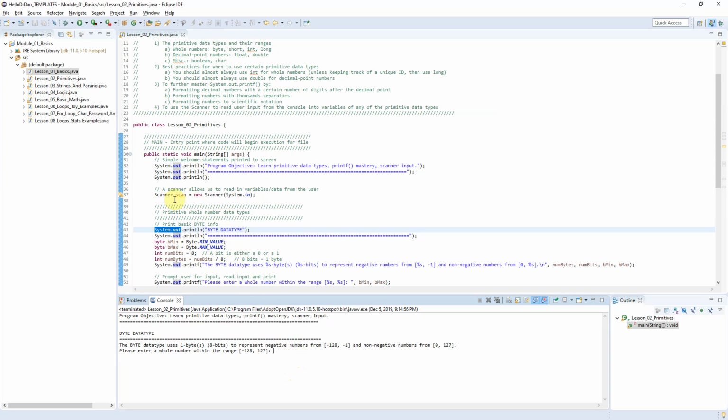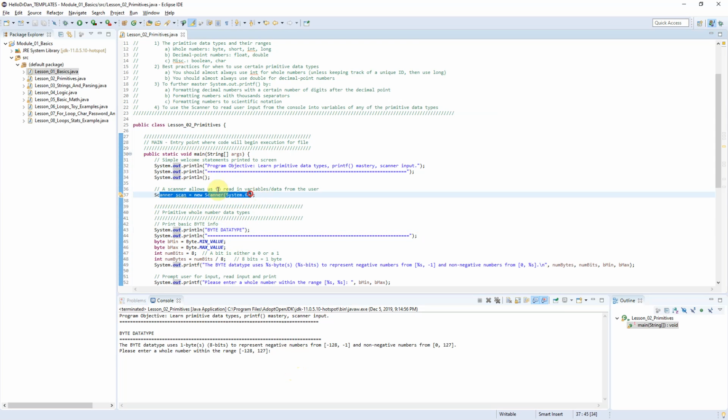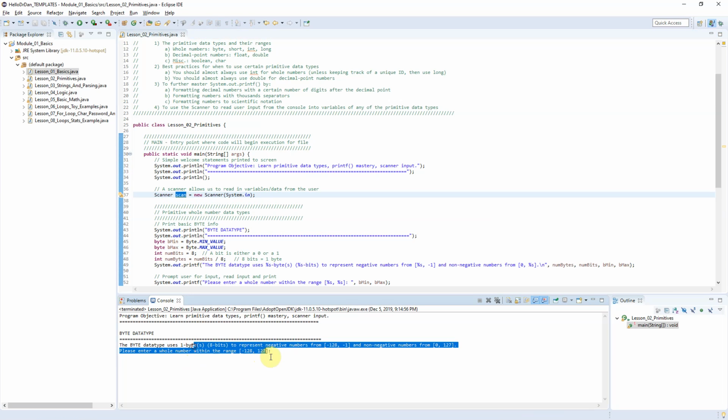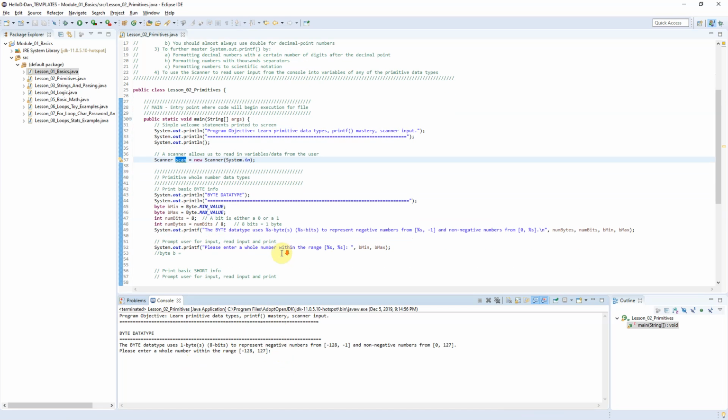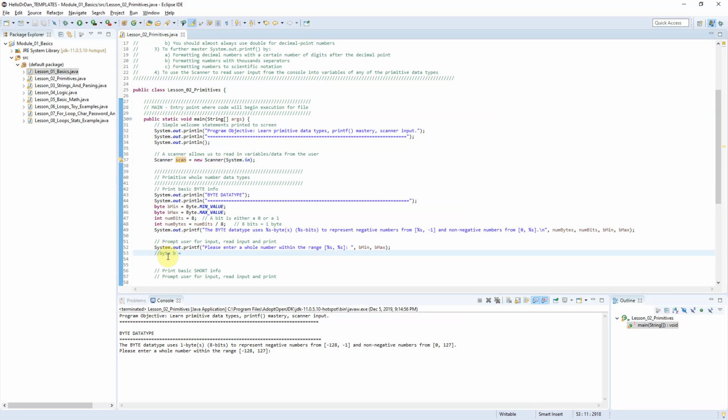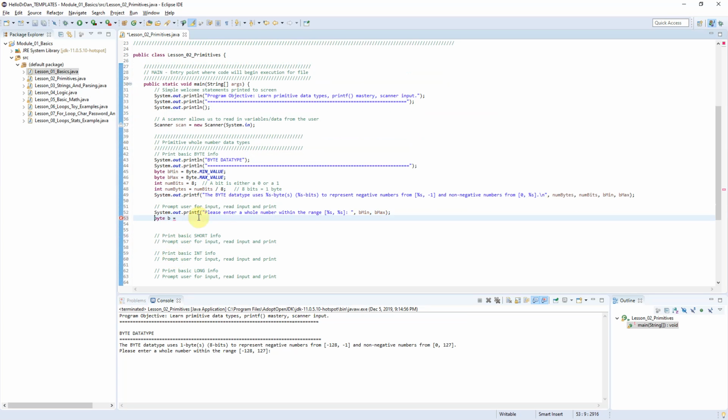So I create a scanner, and this scanner now has its eyes out on this whole console area for anything that the user would type in. What I'm going to do now is come back down here where I prompted the user to enter a whole number within the range of -128 to +127, and I'm going to say byte b equals scan.nextByte.